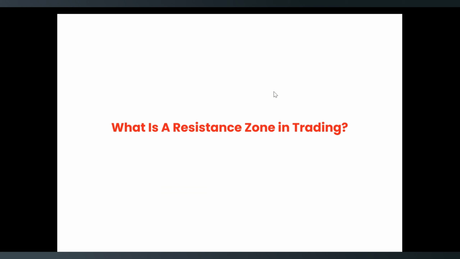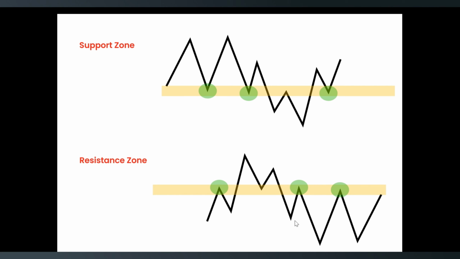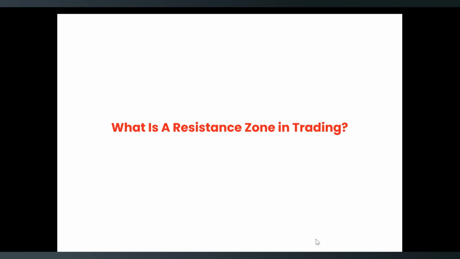Next, what is a resistance zone? This zone acts like a ceiling, as I mentioned, which stops the price from rising further. When a pair approaches the resistance, the sellers often flood the market, causing the price to drop. So once the price gets to this ceiling, the resistance zone, the sellers flood the market, therefore causing the price to drop. So that is what a support and resistance zone is.